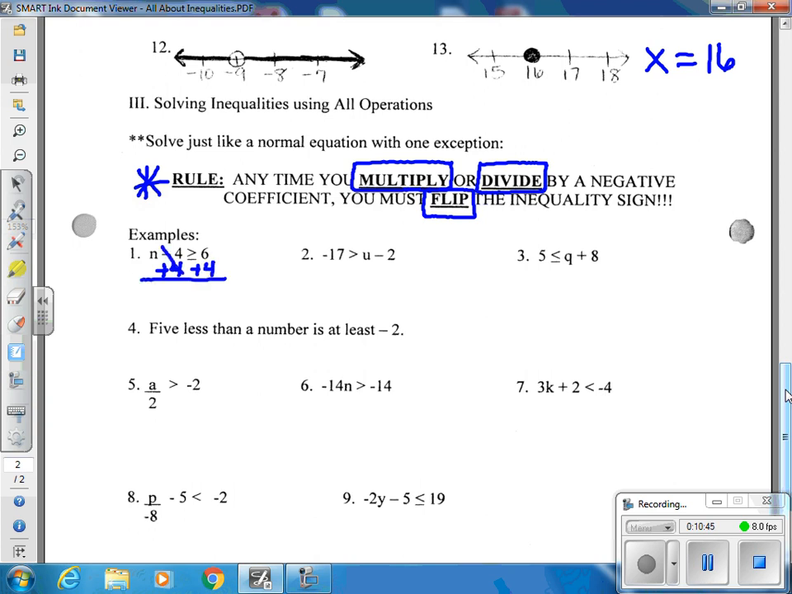Okay, so now it crosses off. Your format is exactly the same as an equation. Nothing changes other than the symbol part. So now you have n is greater than or equal to 6 plus 4, which is 10.